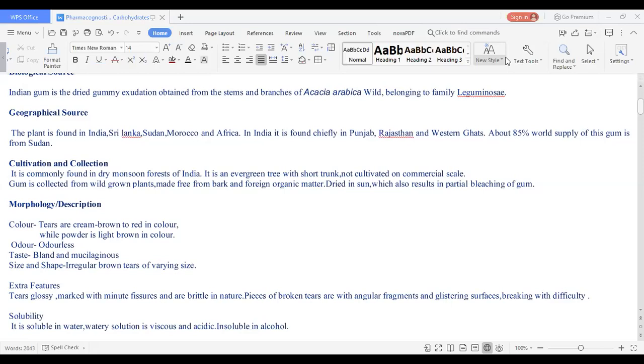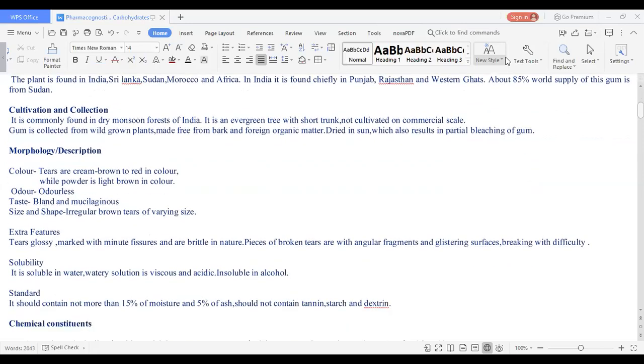Coming to its solubility, it is soluble in water. The watery solution is viscous and acidic, whereas it is insoluble in alcohol. Coming to its standard, it should contain not more than 15% of moisture and 5% of ash, and should not contain tannin, starch, and dextrin.